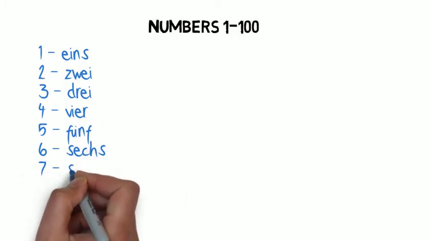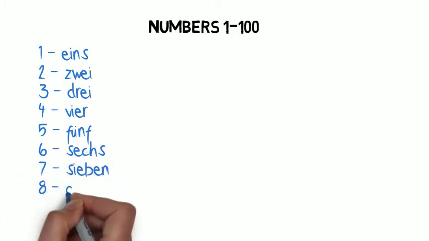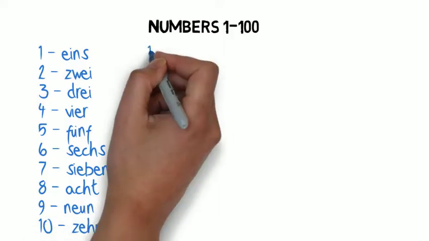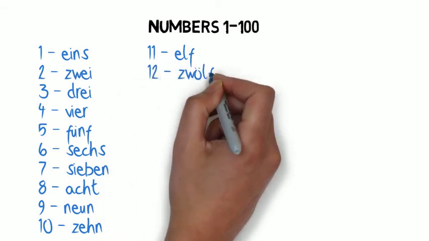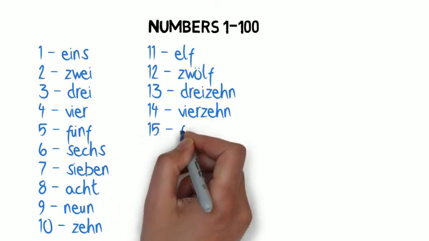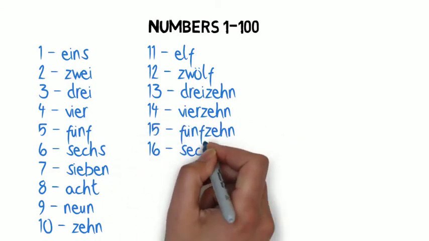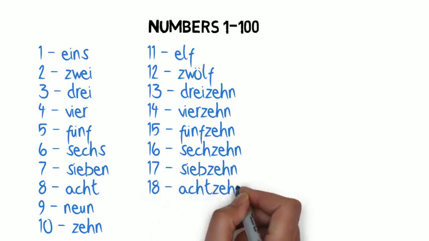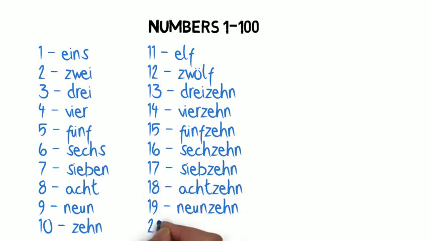1, 2, 3, 4, 5, 6, 7, 8, 9, 10. Continuing on, we have 11, 12, 13, 14, 15, 16, 17, 18, 19, and 20.